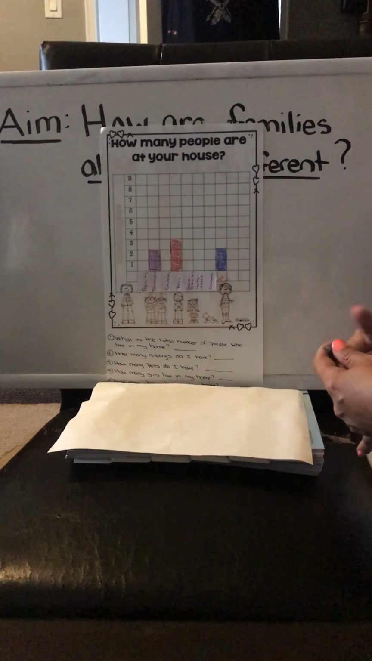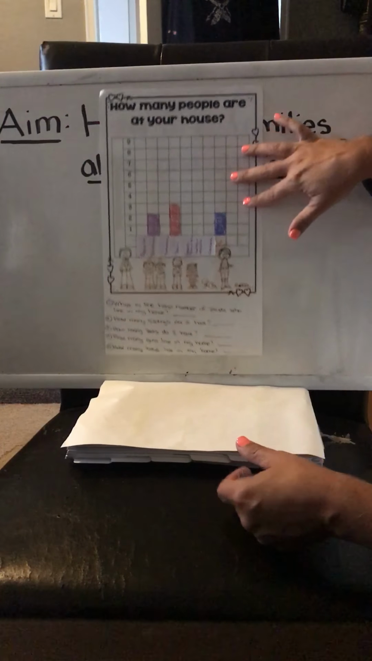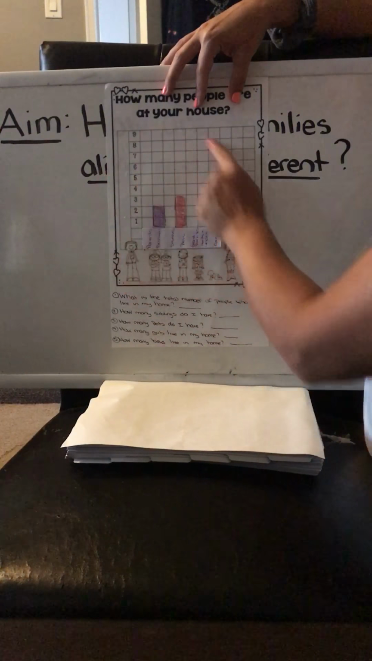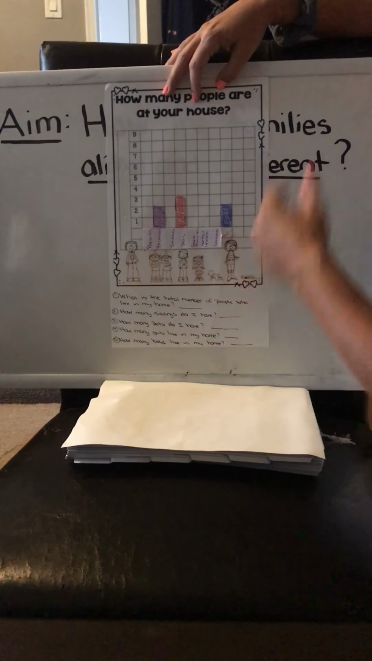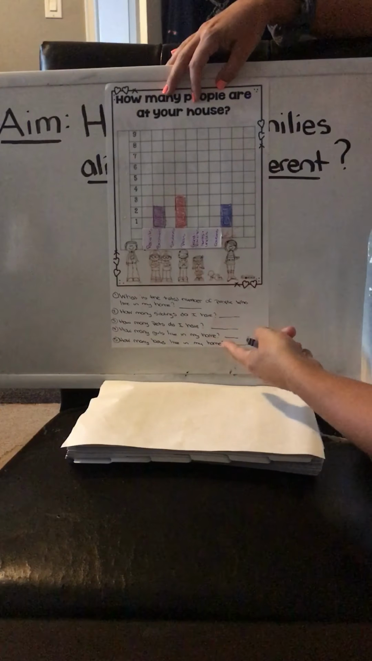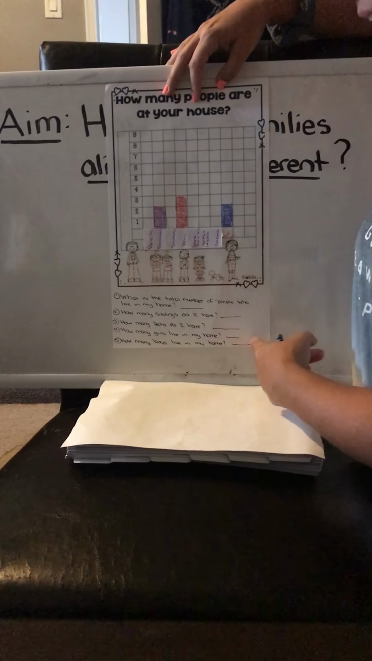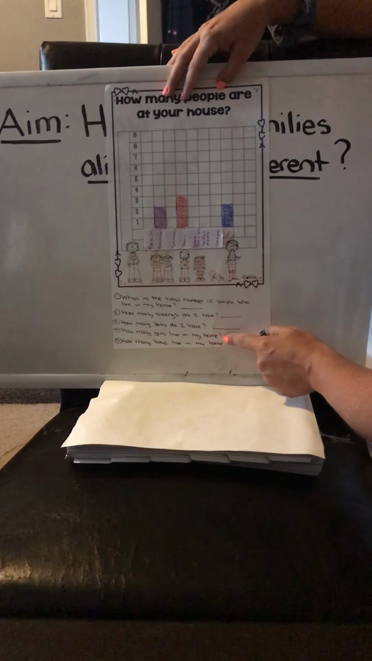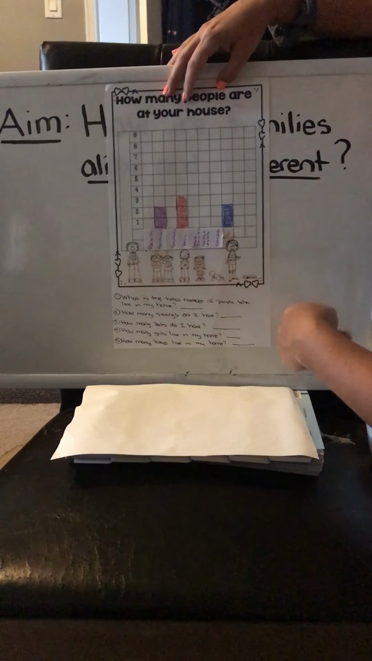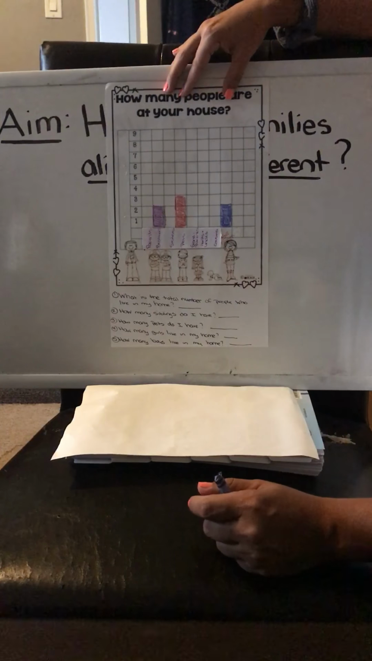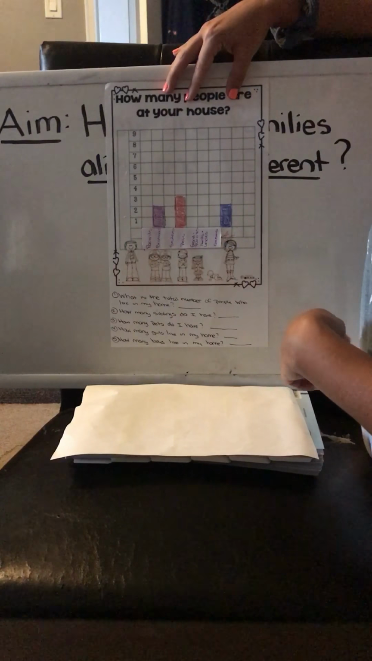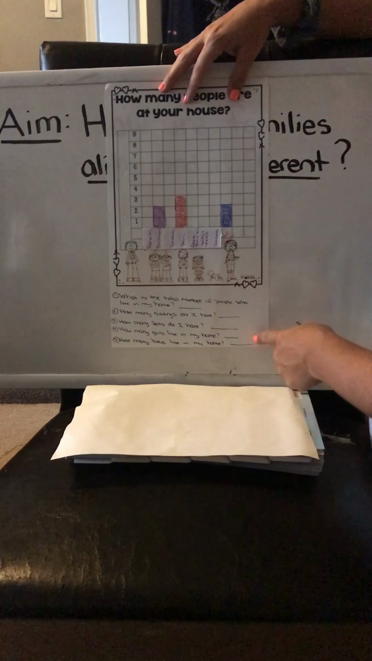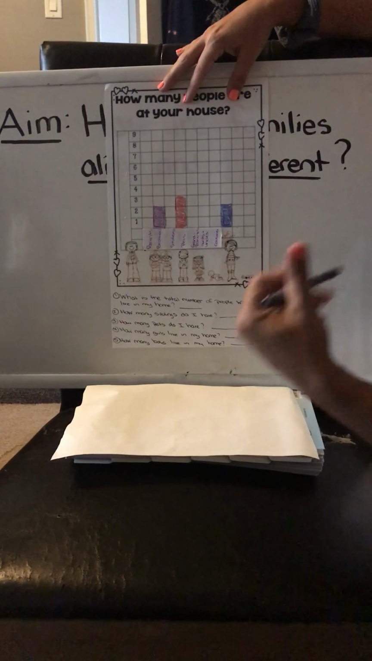Very good, boys and girls. At the bottom of your page here, you're going to see a bunch of questions. Once you are done completing your graph of how many people are in your household, you're going to switch papers with your partner and you're going to answer your partner's questions on the bottom of your partner's page, and your partner is going to answer the questions on your page. Let's go over. I'm going to show you what I mean. You're going to watch me, and then I'm going to send you off to work independently, and then you could switch your papers and answer your questions.